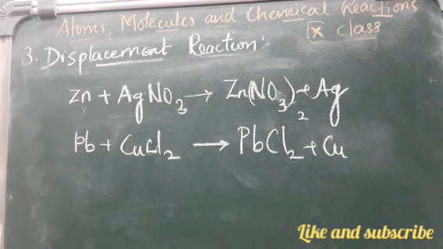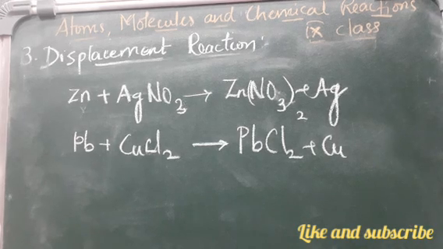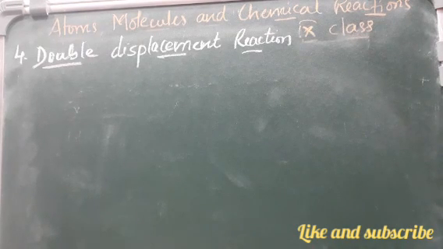Next we will go with double displacement reaction. In this reaction, new compounds are formed by the exchange of ions between the two compounds. Here you can see that there is an exchange of ions between the two compounds, and this is called double displacement reaction.